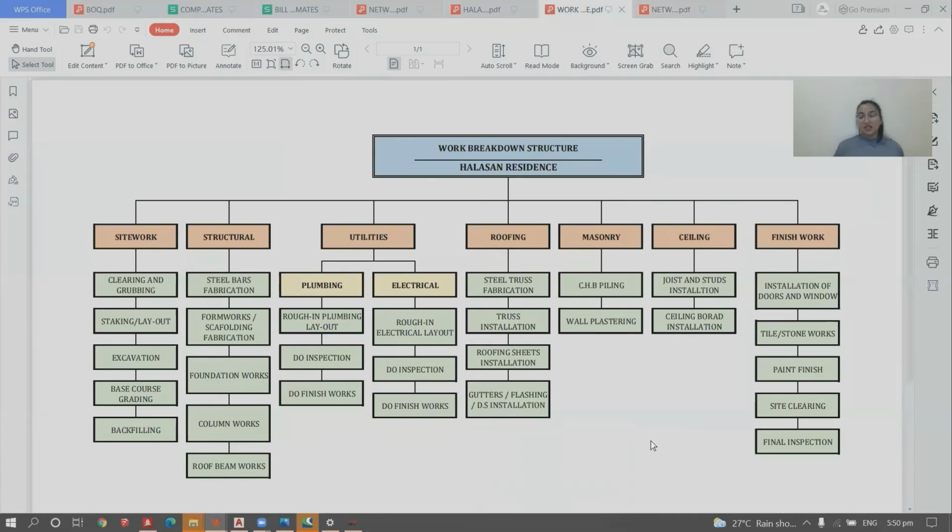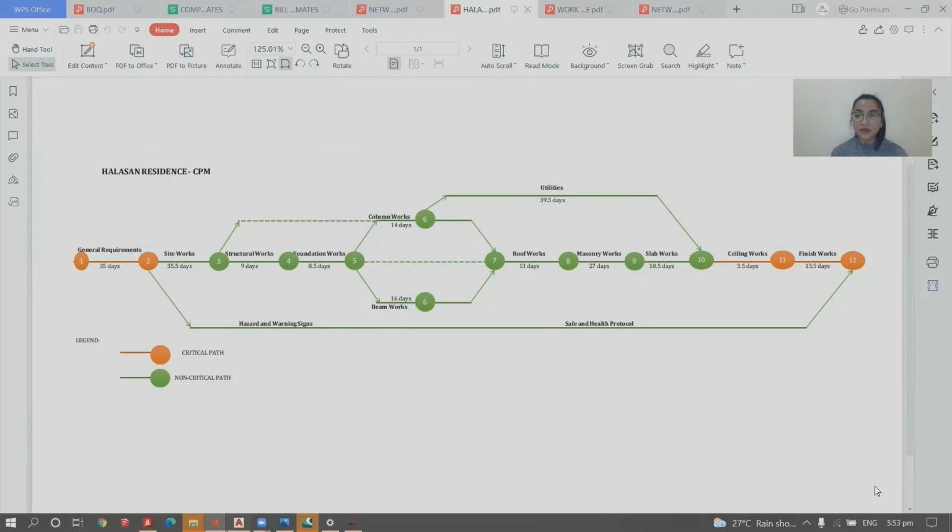So you can easily see the work breakdown structure of the project. This is the CPM chart for the residence. It shows the critical path for this project.